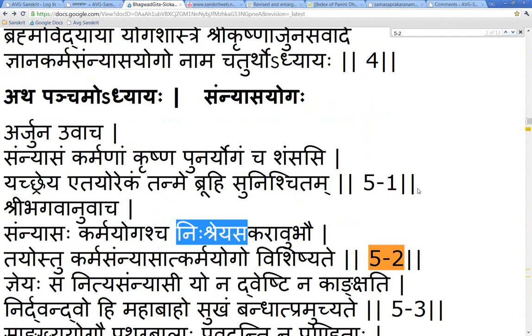Shri Bhagavan Uvacha Sannyasah Karma Yogascha Nishrayasa Karabhubhav. Nishrayasa. Because Shreyas Pratipadikam, how did it become Nishrayasa? As you chant Gita, these things should pop up in your mind. One thing about Vyakaranam is that if you don't know the answer, keep it as a pending question in your mind. Keep it as a pending question. Don't say, well, it doesn't matter, who cares? That's how you won't learn.